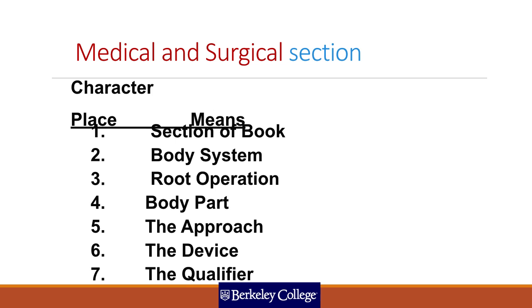The fourth character, the specific body part, or anatomical site. The fifth character, the approach that the physician used. The sixth character, the device, if applicable. And the seventh character is a qualifier. That's like a wild card that's going to identify all different things. Now, you may be saying, well, what? And don't worry, because the book will tell you.